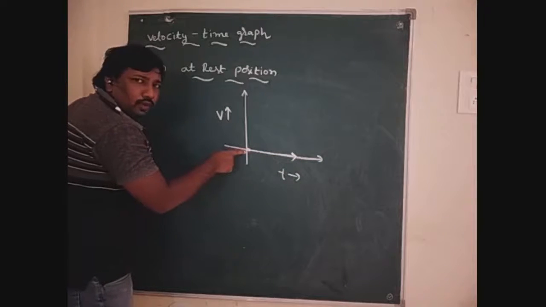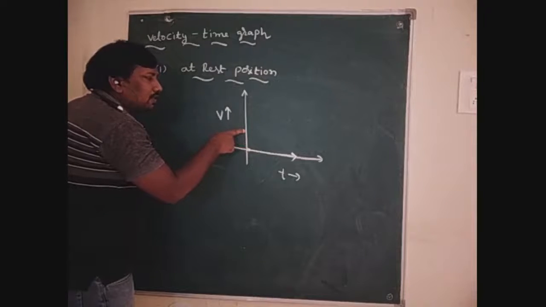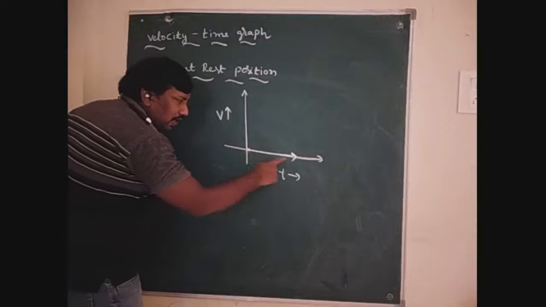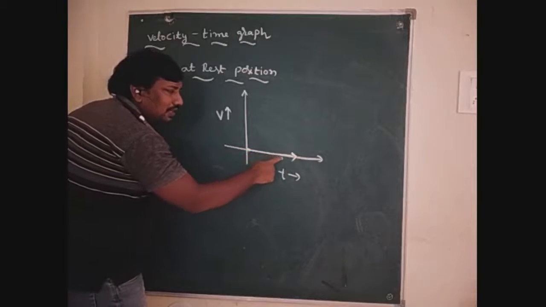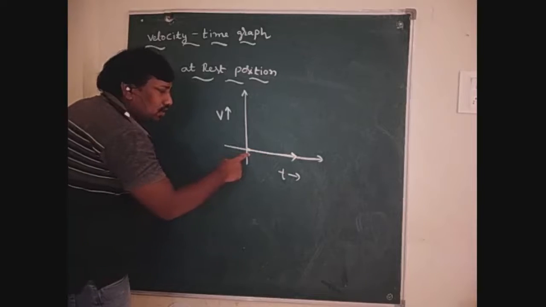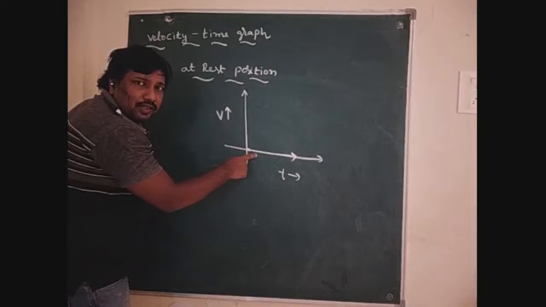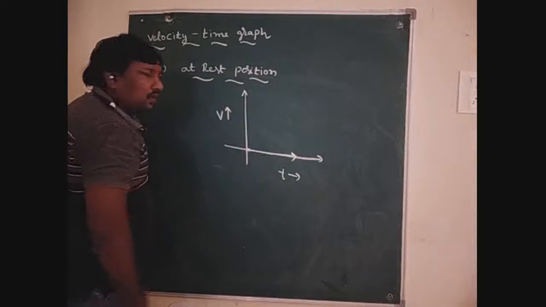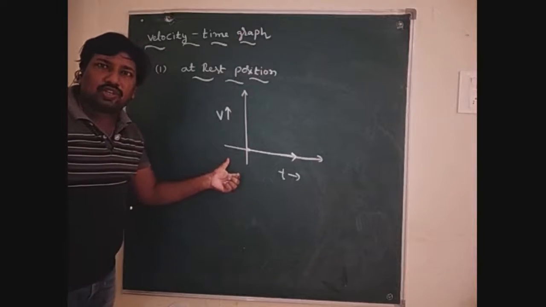If you assume 0 meter per second, 1 meter per second, 2 meter per second, 3 meter per second along the y-axis, and along the x-axis times are 0 second, 1 second, 2 second, 3 second. At 0 second the velocity is 0 meter per second, at 1 second it is 0 meter per second, at 2 seconds it is 0 meters per second. So it means the body is at rest.